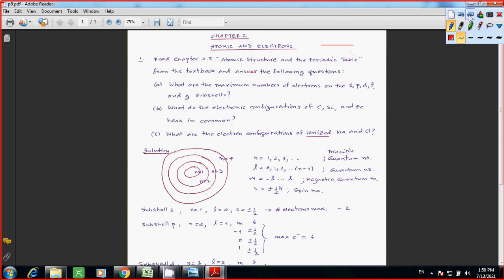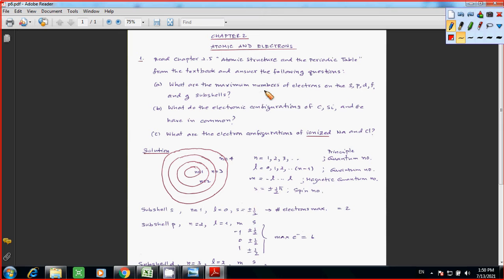So the first problem is: read chapter 2.5, atomic structure and the periodic table, from the textbook, and answer the following questions. Actually, for this one we look back at our atom structures before we move to electrical properties of materials. So it's a good time for us to recall everything that we have learned before.